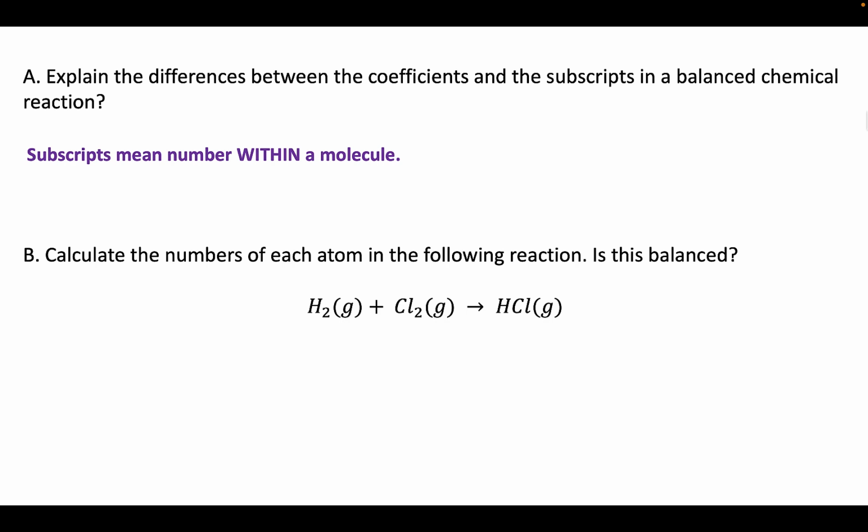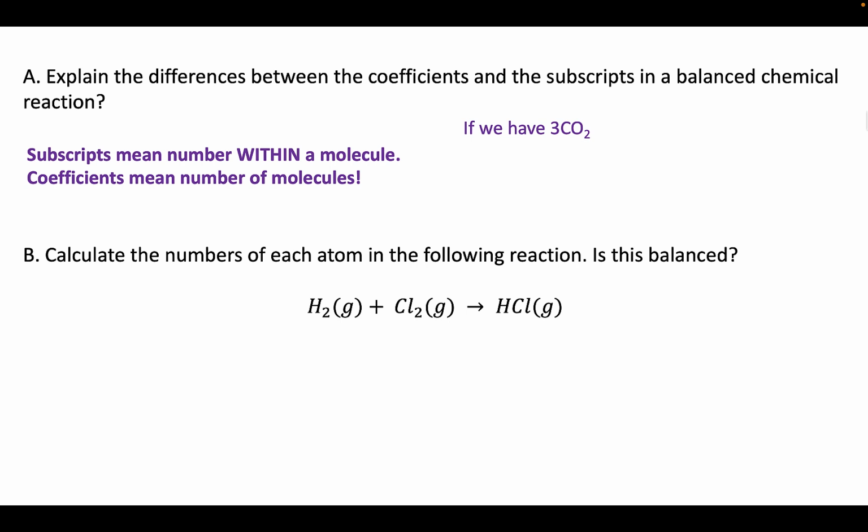The subscripts mean the number within the molecule, and so this ends up being the little number that is sort of at the foot of a molecule, a foot of a letter. And a coefficient is the number of molecules, and this is the big number in the front. In other words, if we have 3 CO2, this means that 3 is the coefficient, that's the big number in front, and this little 2 is the subscript, so that's the little one that's down in the corner.